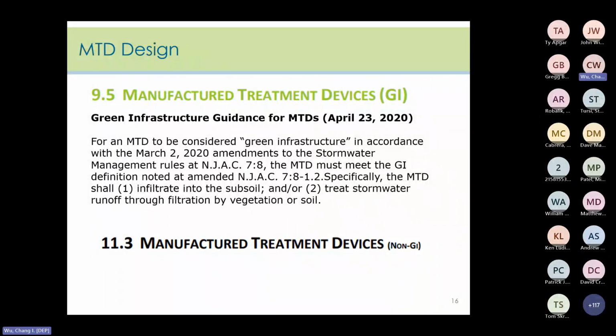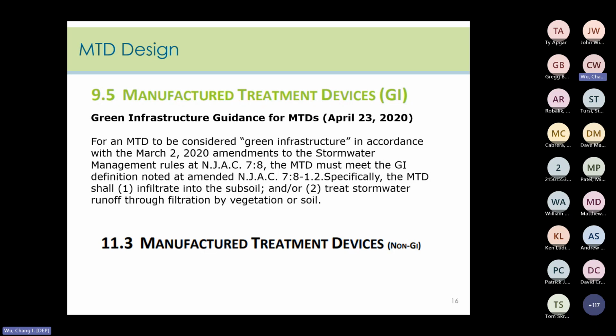Any MTD with biofiltration media that would be placed below ground as a vault without any vegetation can be considered as a GI BMP only if the device infiltrates the stormwater into the subsoil. And also further, the below ground device will need to meet the NJDEP BMP manual conditions for the soil below the MTD. For example, there needs to be a minimum tested infiltration rate of 1 inch per hour or greater, and at least 2 feet of separation from a seasonal water table.